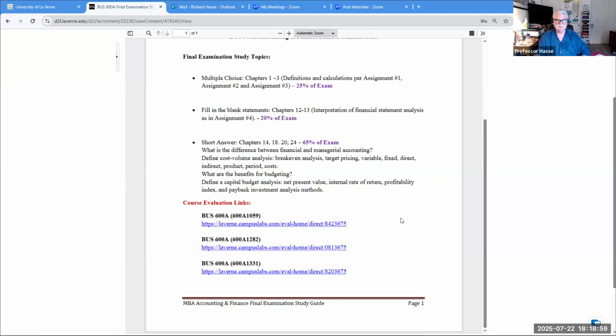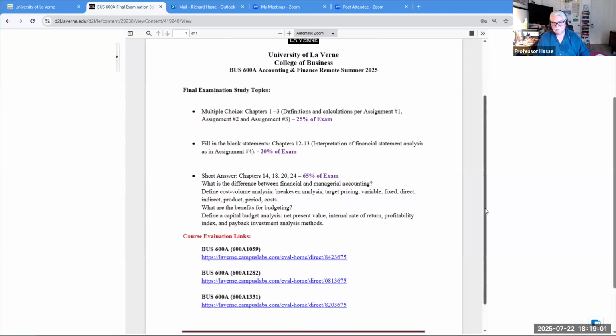So take a look at this study guide. It's pretty broad, but it gives you an idea where the questions are coming from. If you have your work, which you all do, from assignments 1, 2, and 3, those are study guides, and assignment 4. And then the material that we're covering this week and next week are on the final examination.